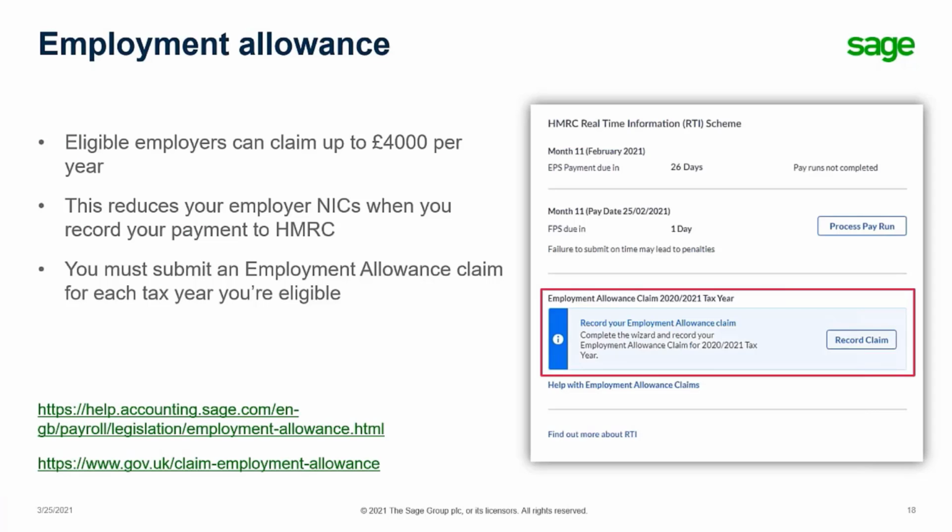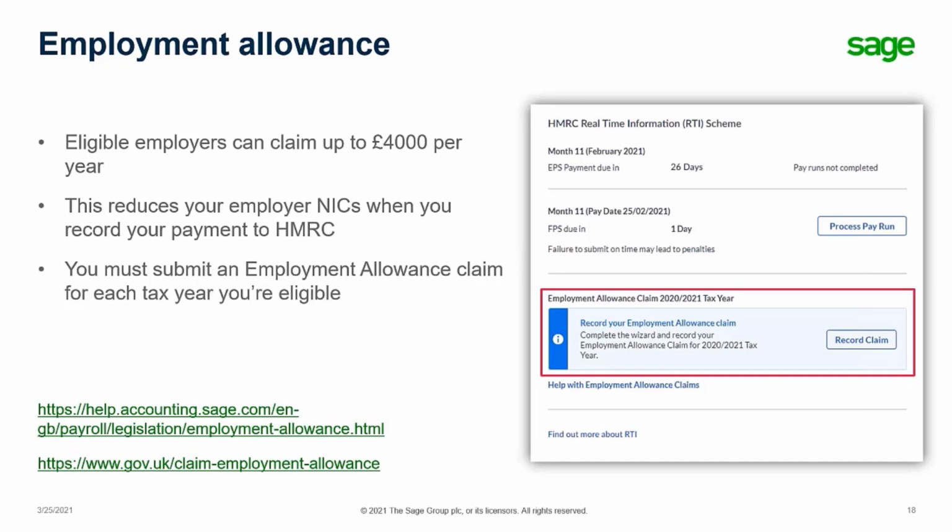So if you're eligible for employment allowance, you will set this up within your software. It's a government scheme and it does allow employers to claim up to £4,000 per year, which will reduce your employer's national insurance contributions. It has to be set up every tax year, and to check whether you meet any criteria for this, you can go to the gov.uk website.